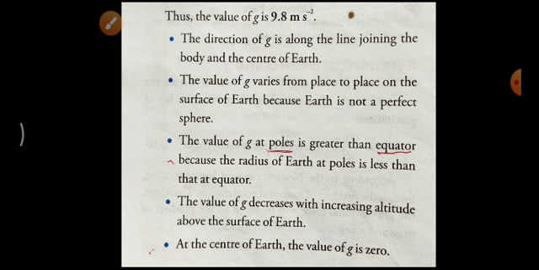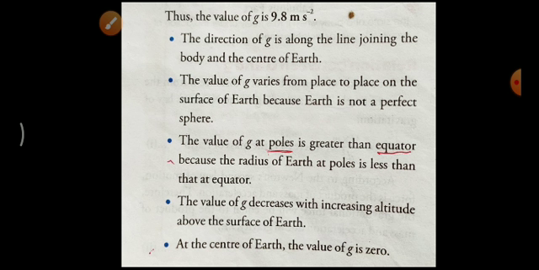Then some points are given. Let us see about that. The direction of g is always along the line joining the body and the center of the earth. Also it is vertically downward, because you know that the earth attracts each and every object towards the center of the earth. That means the direction of g is also towards the center of the earth, that is, vertically downward only.